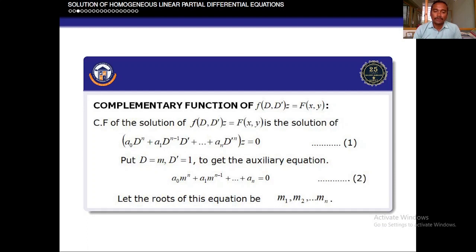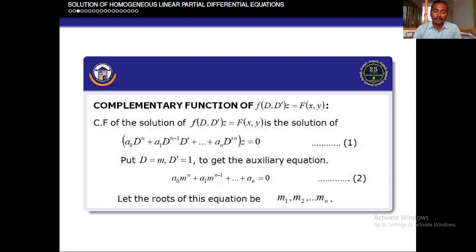Complementary function of the solution of the linear PDE is the solution of this equation: a naught D^n plus a1 D^(n-1) D' plus etc. plus an D'^n into z equal to 0. In this equation, replace the value of D by m and D' by 1 to get the auxiliary equation. So the required auxiliary equation is a naught into m^n plus a1 into m^(n-1) plus etc. an, which is an nth degree equation. So it has n roots. The roots may be equal or different.